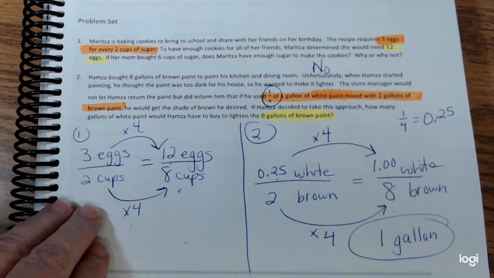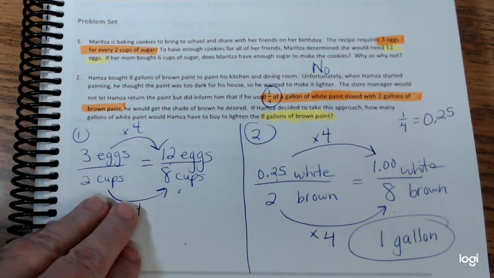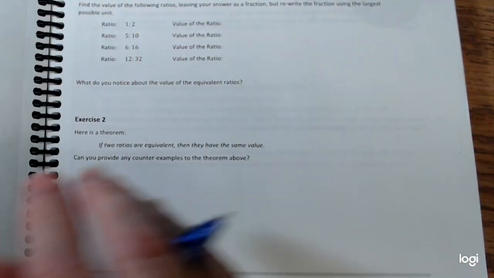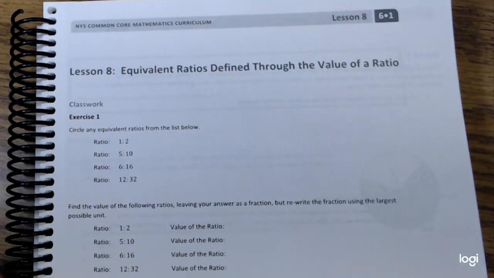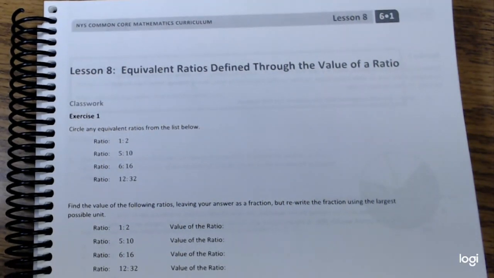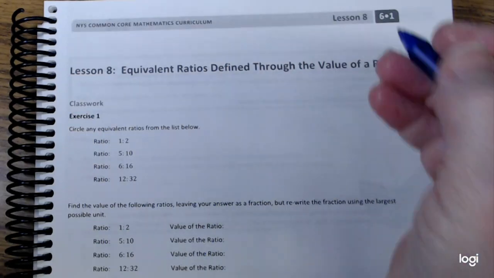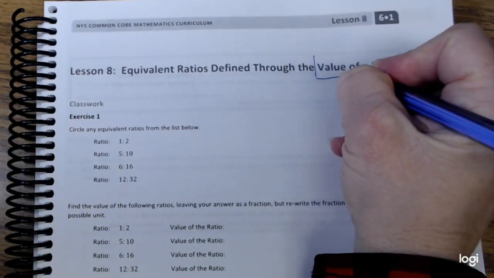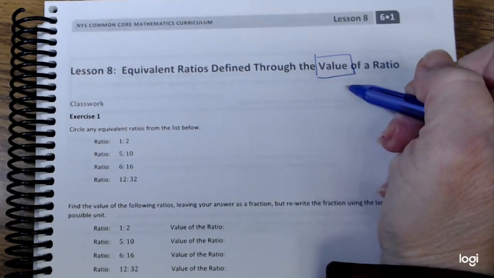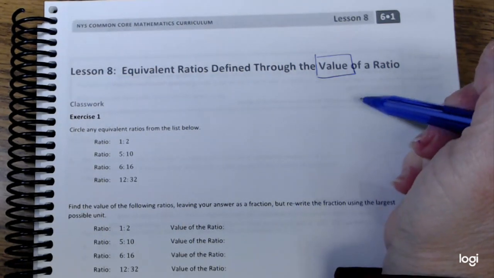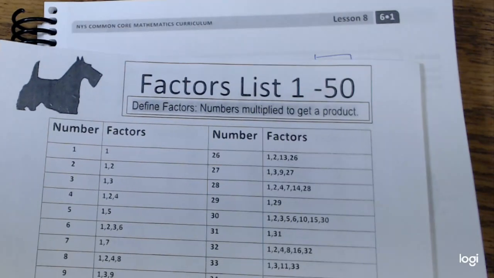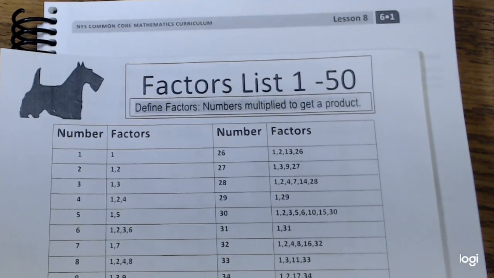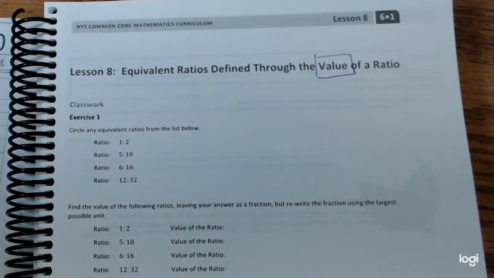Okay, we're going to continue working with ratios and equivalent ratios and values. We're going to turn over here to lesson 8. We're looking at equivalent ratios defined through the value of a ratio. For those of you that paid attention yesterday, we talked about the word value, and value basically is taking a ratio and reducing it. You might need your factor lists to help you do that if you don't know your multiplication facts.